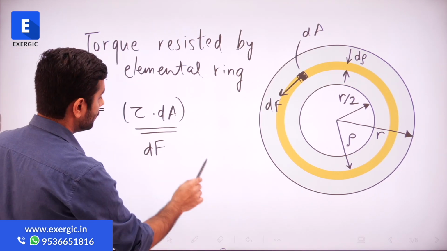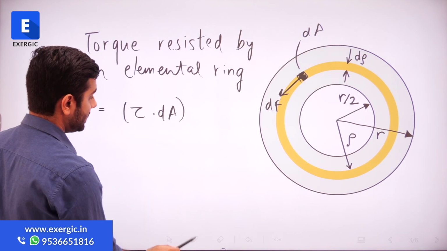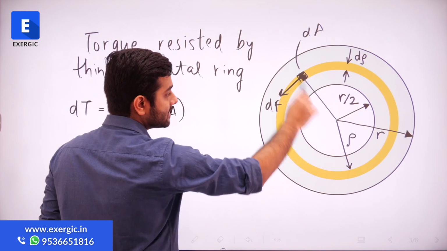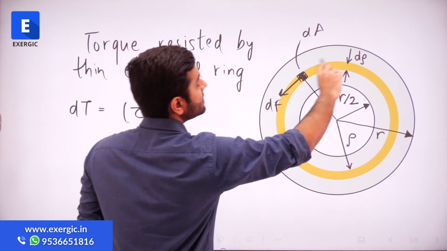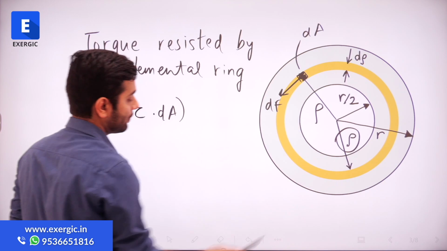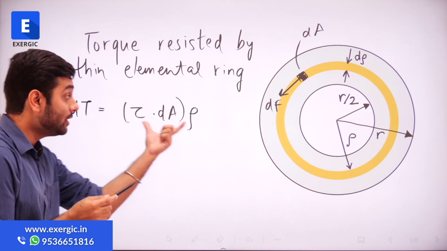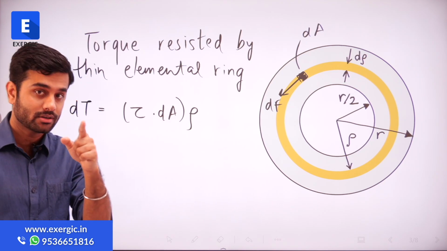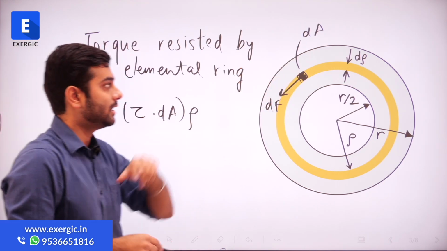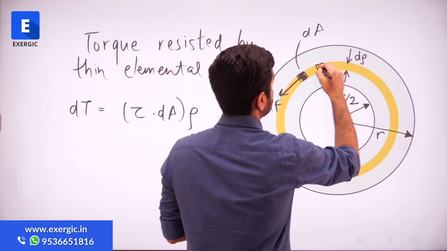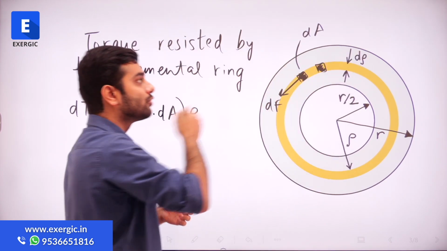Now, what can we do? Since we are interested in finding the torque, we need to multiply this with the distance. Since this entire ring is at a distance of rho, we will be writing rho here. This is only giving me the torque resisted by this small area. But if I consider another such area, the same thing is going to get repeated.